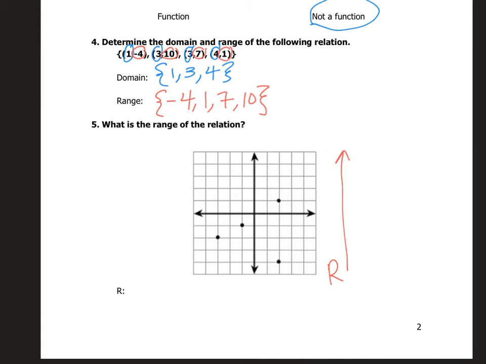So the first thing I should do is draw the brace. And then my first value is right here, and it looks like that's at -4. My next value is right here, and it looks like it's at -2. My next point is right here, and it looks like its y value is -1. And then my last value is right up here, and it looks like its y value is +1. So that is the range of the relation.